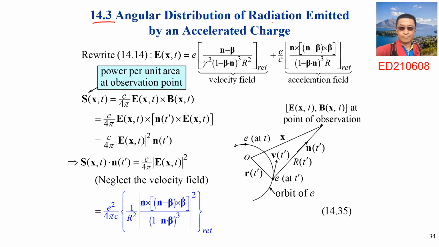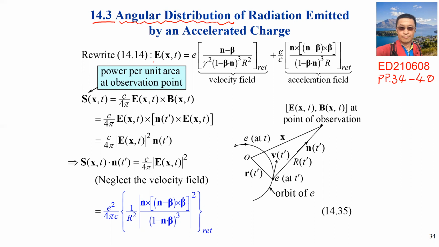14.3, radiation emitted by an accelerated or decelerated charge. But we will focus on angular distribution. So today we will start with page 34 to 40, just 7 pages, not too much. First, we talk about the linear charge potential.